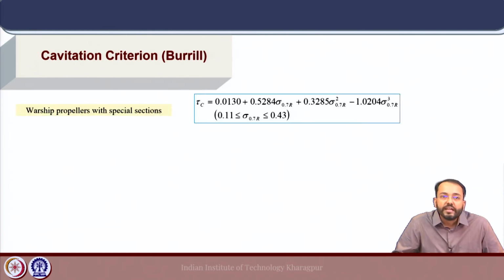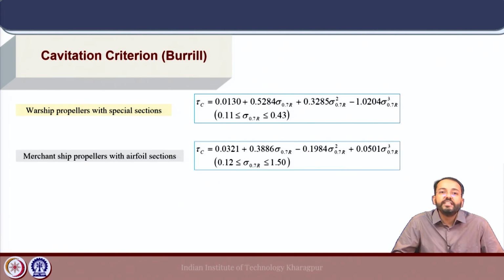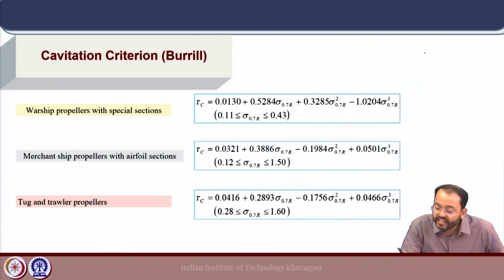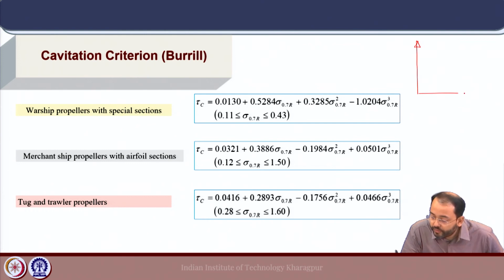Now, based on the different types of propellers that are used in this cavitation criteria, these equations are developed. So, they are obtained by regression over different ranges of operation, and typically they are plotted in this form.